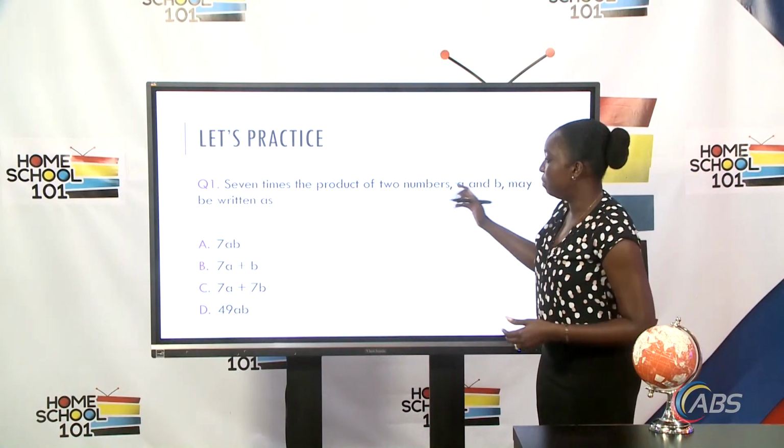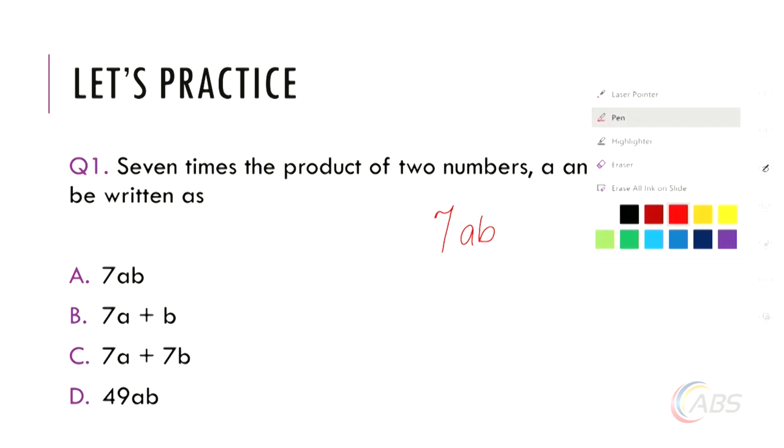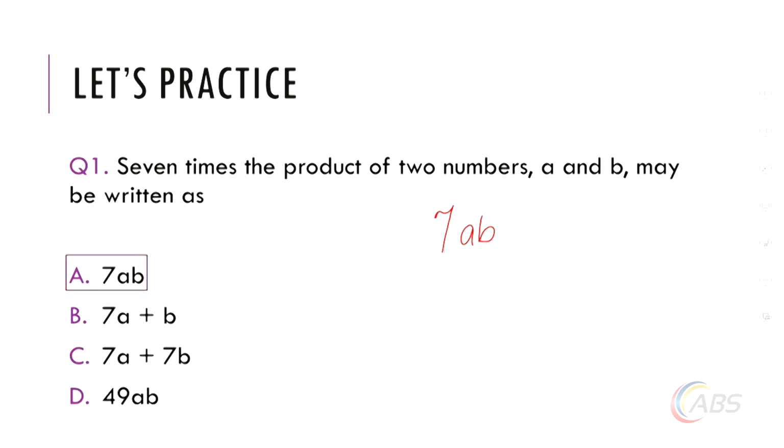And so simply writing it out, 7 times two numbers, A and B, may be written as 7AB.